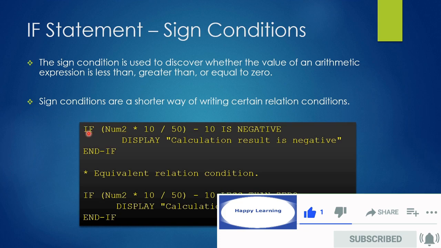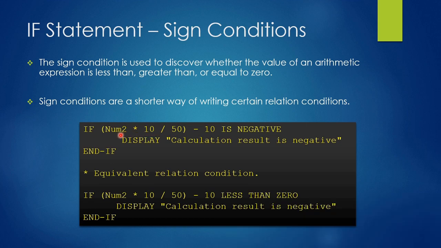In the first example, we have coded if, and after if we have given an arithmetic expression, and after the arithmetic expression we have coded is negative, which are COBOL reserved keywords. Then we have given a display statement which will execute if this condition results in true. And then we have ended the scope of the if statement with the end-if keyword.